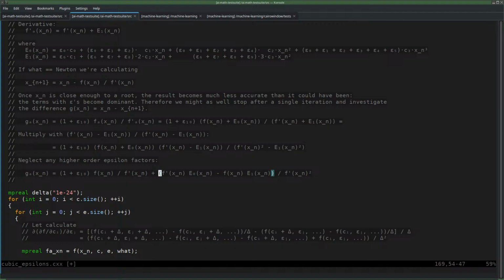Okay, now the funny thing is that these two contain different epsilons, right? They come from different calculations. This one has epsilon 0 up till 4, 5. And this one has epsilon 6 up till epsilon 9.